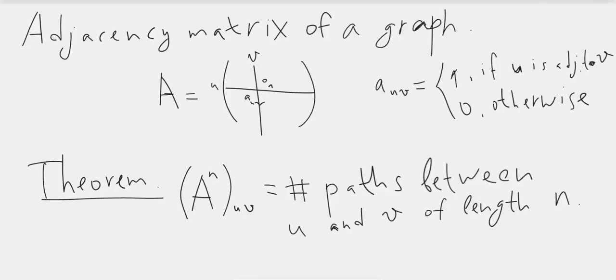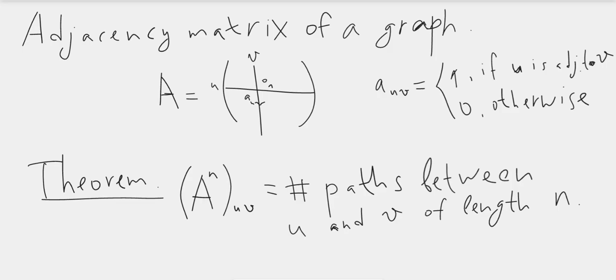In this video I'm going to talk about the adjacency matrix of a graph and the connection between the powers of this adjacency matrix and the number of paths between vertices in a graph of a given length. So first, this is basically the definition.